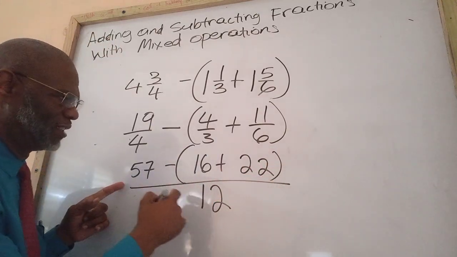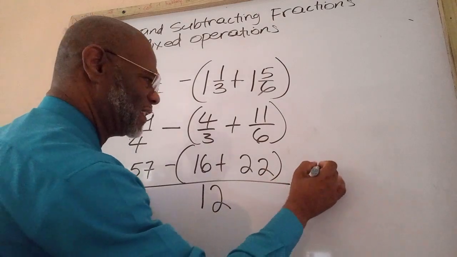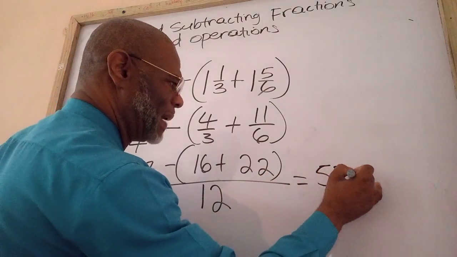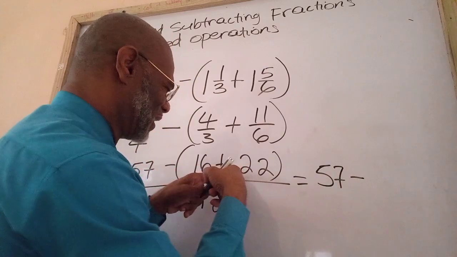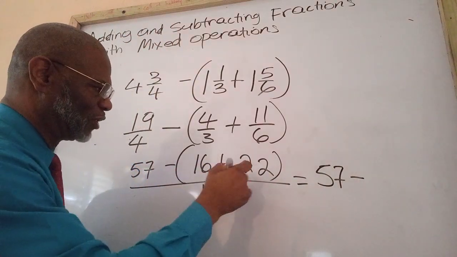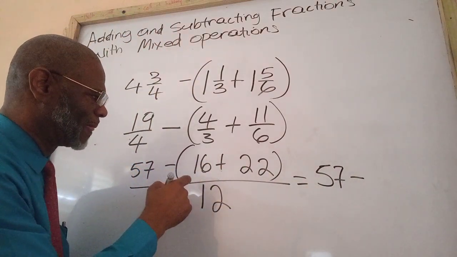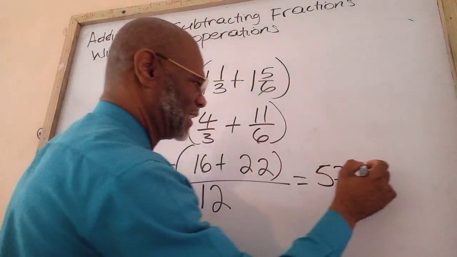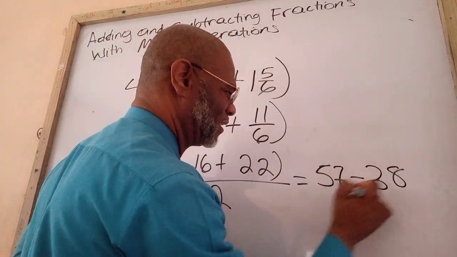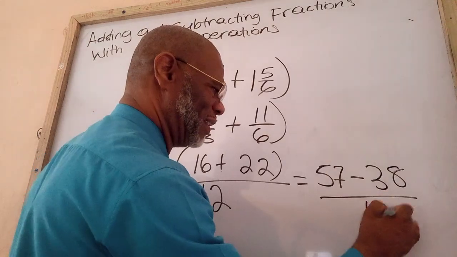So we can go ahead, let's put that over here. 57 minus all of what's in the bracket. So all of what's in the bracket is what? So 22 plus 16 would give us what? 38. So minus 38. All of that over 12.